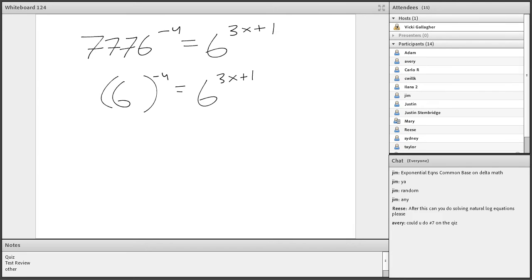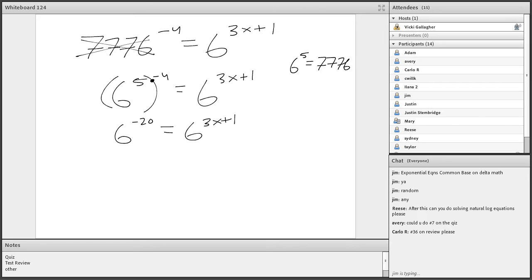So let's try 2, 3 is 216, 4 is 1296, 5, it's 6 to the 5th. Okay, and then again, we're going to multiply these together. So again, what I figured out on my calculator, I did 6 to the power of 5, and I discovered that that was 7776. So I could replace that with the 6 to the 5th. So this problem now says 6 to the negative 20, 5 times negative 4 is negative 20, and then 6 to the 3x plus 1.